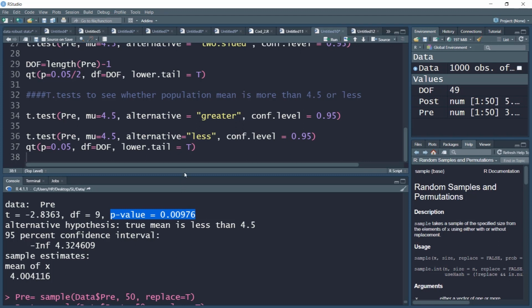That is, the pre-sample mean, before the training and development, is our sample mean observation, and the inference that we are making about the population is that the population mean is less than 4.5. That is what we can infer from here.